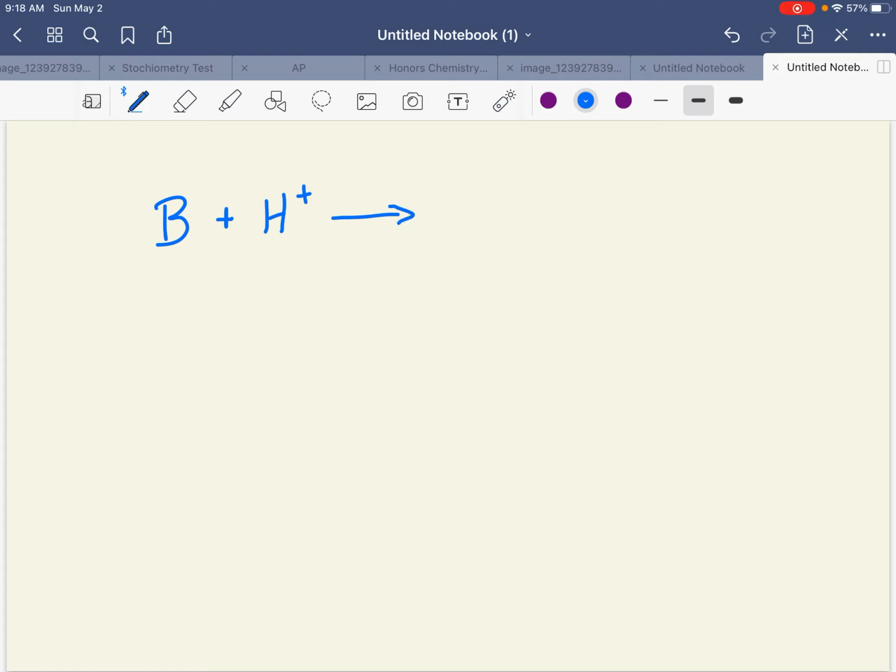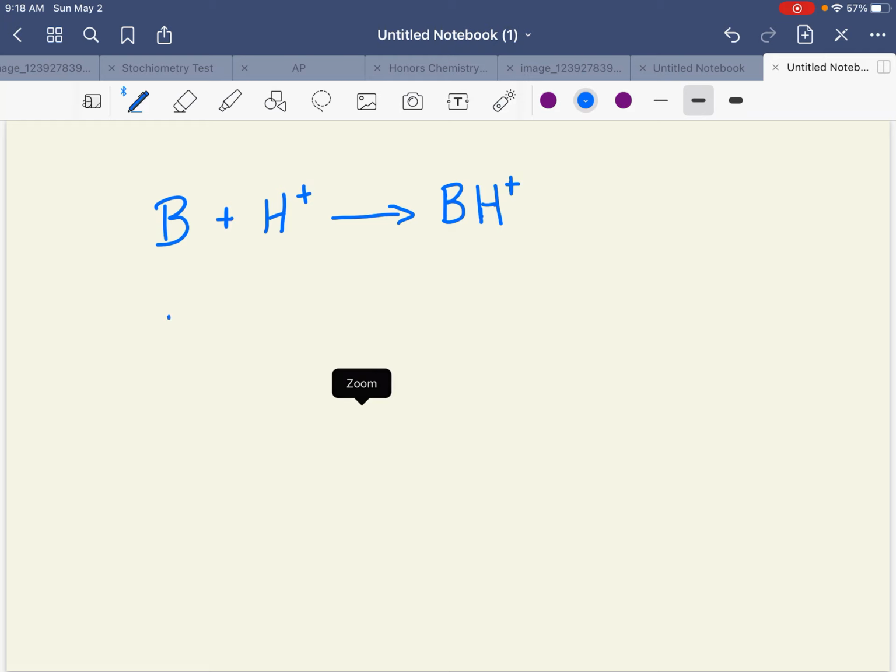And then I'm going to use a straight arrow because these things essentially go to completion, and stick the H plus on the weak base. It's as easy as that. Okay, so that's kind of generic. Let me do this for a few actual weak bases.